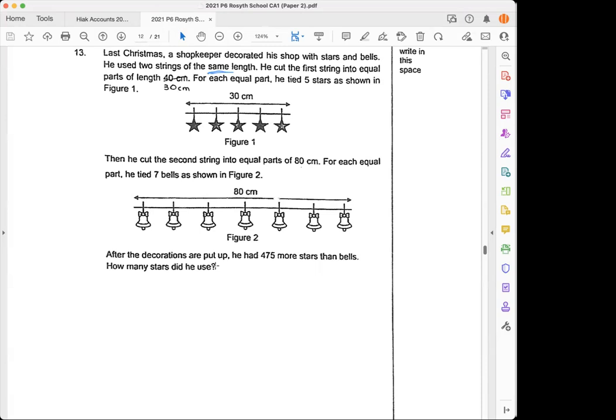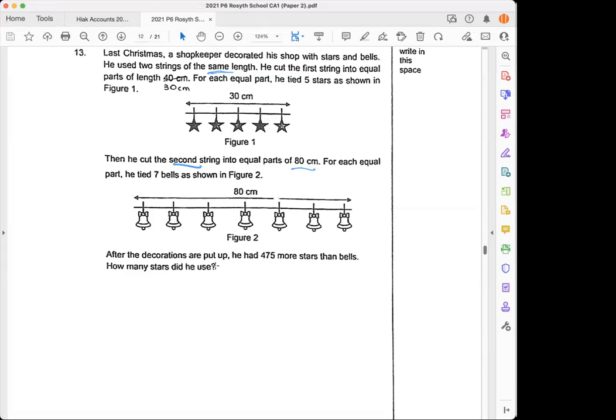He cut it into equal parts, and for each part he hung 5 stars. So cut equal parts, and hang 5 stars on each part. Now, the other length of string, the second string, which is of the same length, he cut it into equal parts of 8 centimeters. And on each part, he tied 7 bells. Okay?